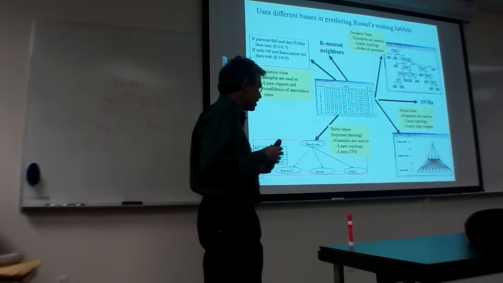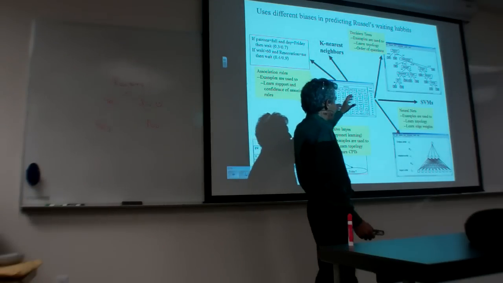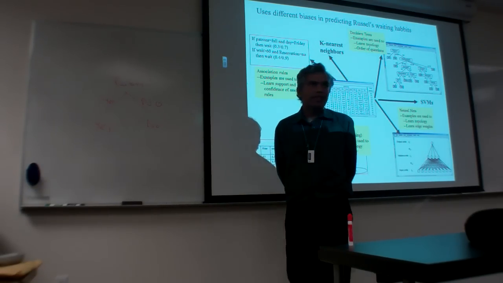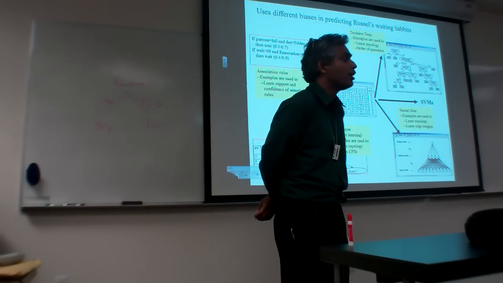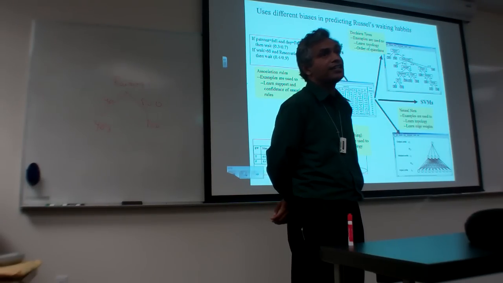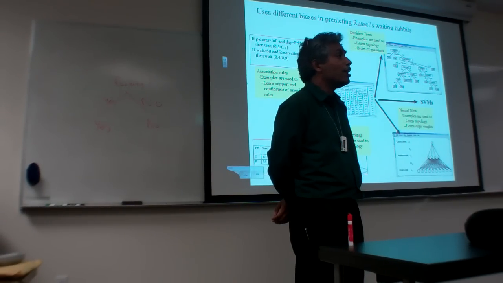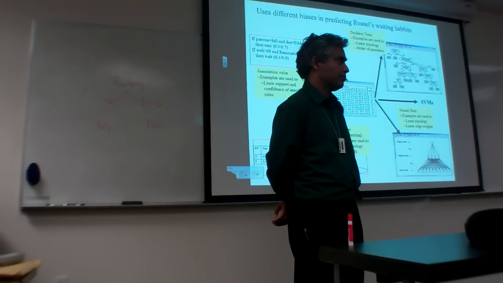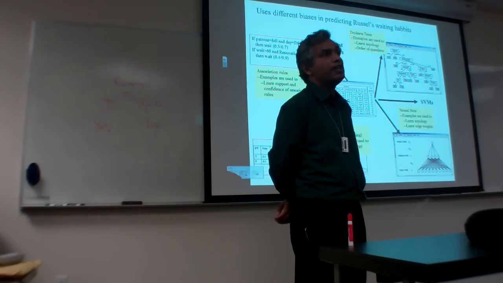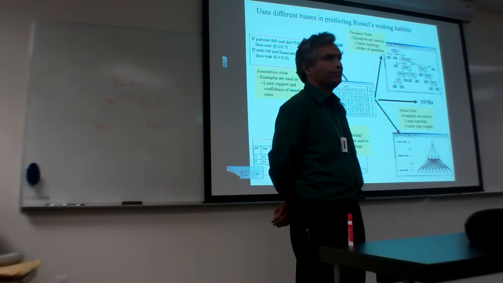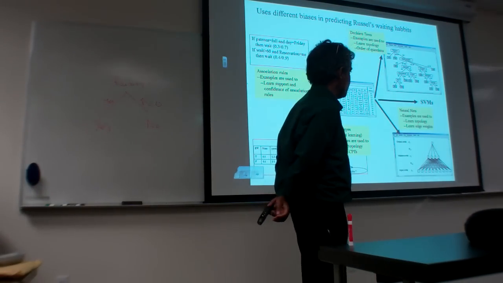Now, if I am doing that, how much time will I spend looking for the smallest decision tree that is consistent with the data? In the worst case, you will have to go through all decision trees. Now, the question then will be, how many decision trees are there?